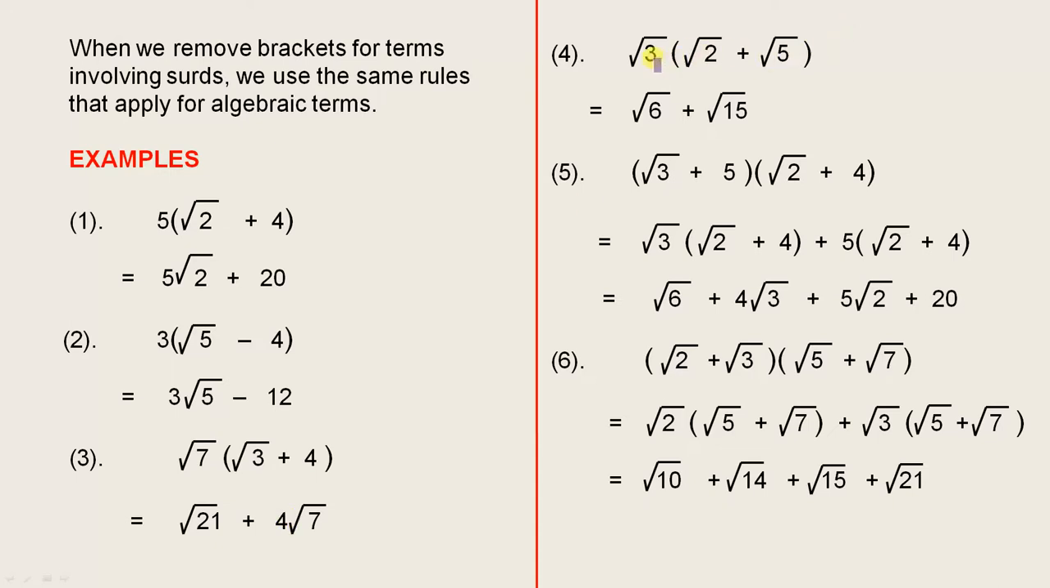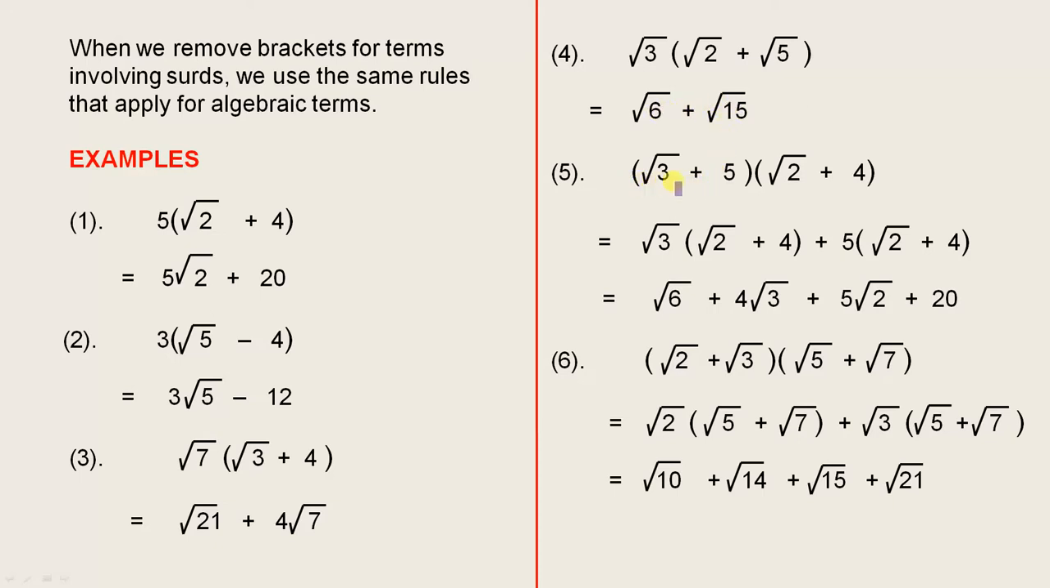Number 4, we have the square root of 3 outside of those two terms. If we multiply those two together, that gives us square root of 6. If we multiply those two together, that gives us the square root of 15. And that's the answer.